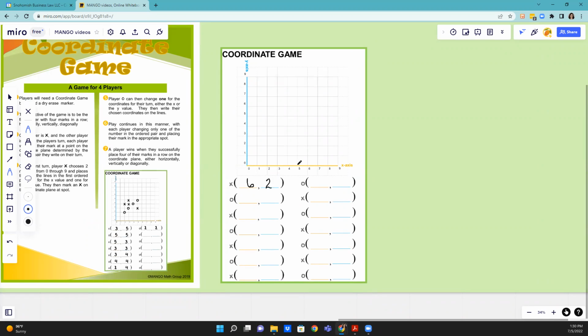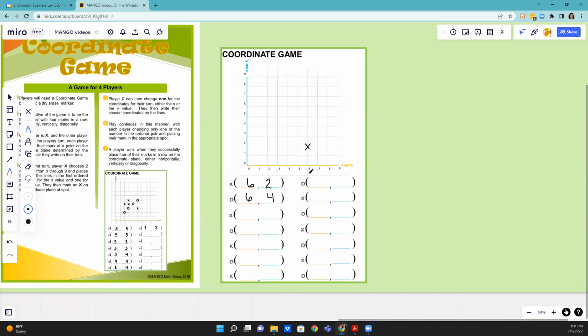So I go over to my 6 on the axis, and I go up 2, and I mark that with an X because I'm the X's. Now the O gets to go, and they can change one of these two numbers, but they can't change both. So let's say I keep this 6, and I'm going to go with a 4.